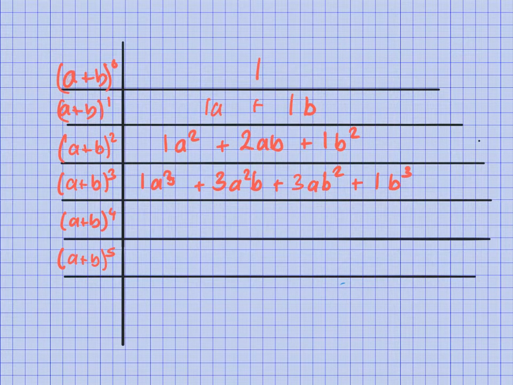Okay, now I'm going to go on to the next level. I'm not going to spend any time, but we basically take the result above and times it by a plus b, because it's a plus b cubed times a plus b. That gives a plus b to the 4. So that's 1a to the 4 plus 4a cubed b plus 6a squared b squared plus 4ab cubed plus 1b to the power of 4.